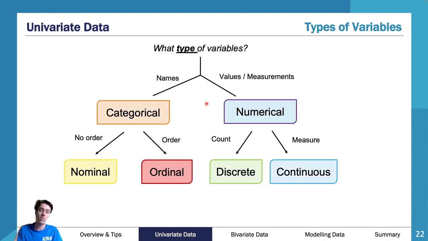And this is a great way of summarizing it in your summary book. You have your categorical, numerical, and then you go, all right, well, is there an order? Is there not an order? Do I count or do I measure? And that is how we look at these things.